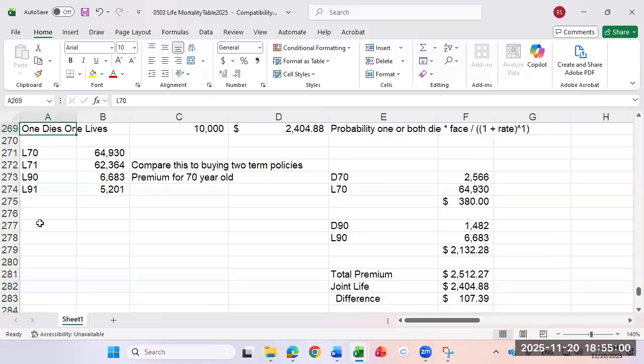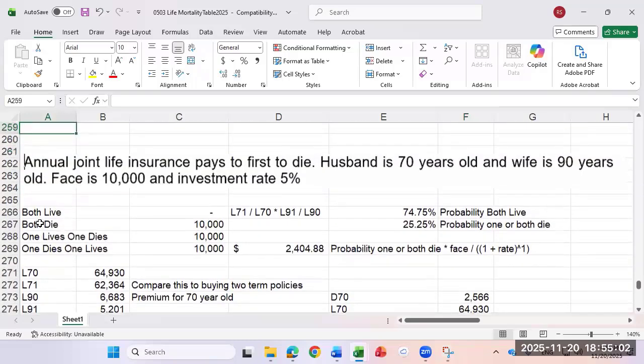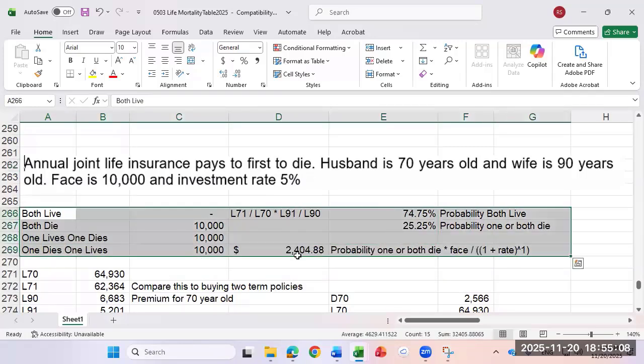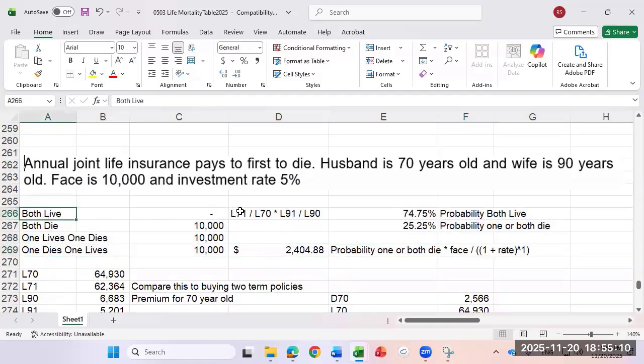All right, so there's a joint life. We'll practice a little bit more on that when we practice for the exam. But the key is to get the premium. The premium is pretty straightforward. You figure out the probability they both live. 1 minus that is the probability that one or both die. That probability times the face divided by 1 plus the rate gives you the premium. So it's a fairly straightforward premium.